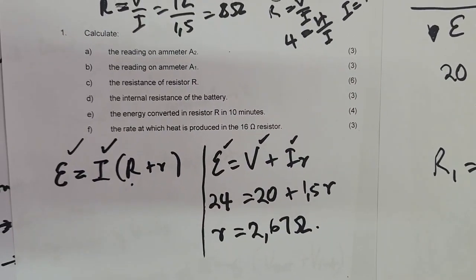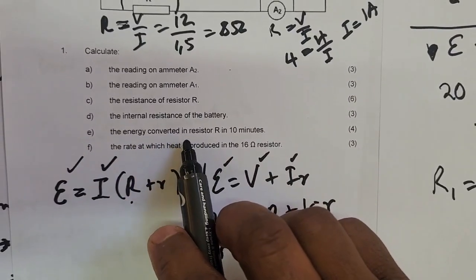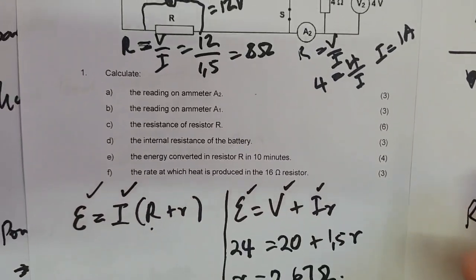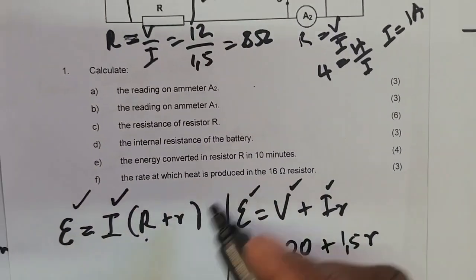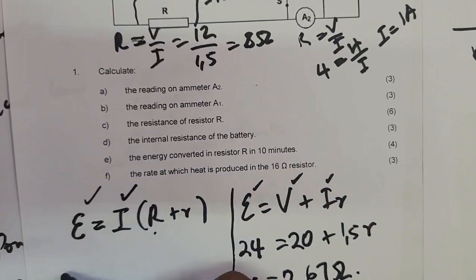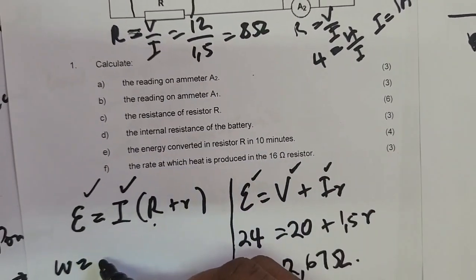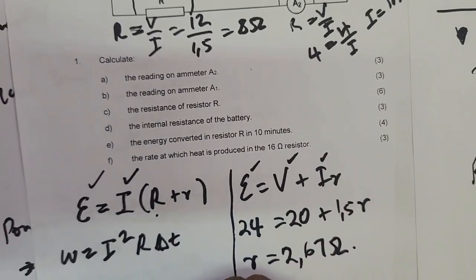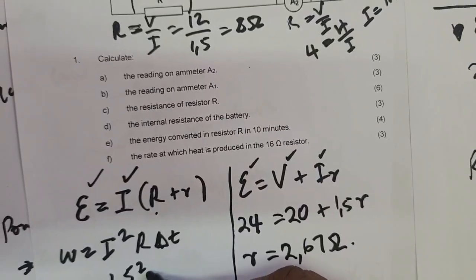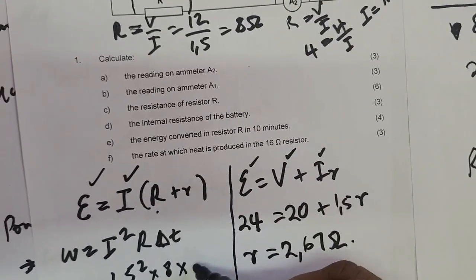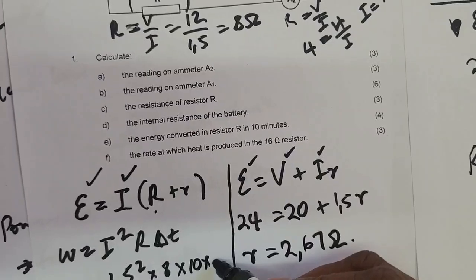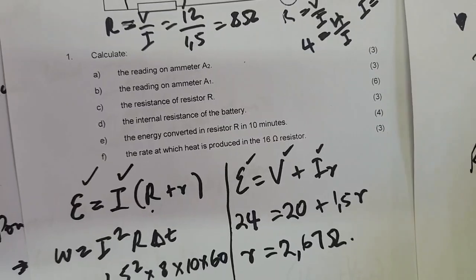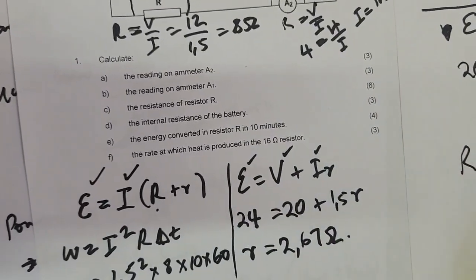Now they continue again to say calculate the energy converted in resistor R in 10 minutes. So now energy dissipation. Fine. We know how to find the energy dissipation. As long as we know the R, and now we know the current flowing there, you can just use I squared R delta T, which will be 1.5 squared multiplied by 8 multiplied by 10 minutes, which is 10 multiplied by 60. Then you'll find the energy in joules in that case. I don't have a calculator next to me.